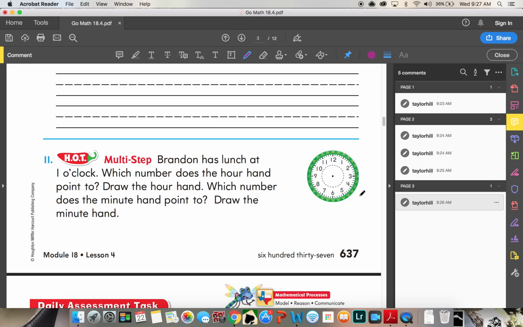All right, so he has lunch at 1 o'clock. So then the hour hand is going to be pointing to 1, and the minute hand is going to be pointing to 12. So you have the clock, which is 1 o'clock.